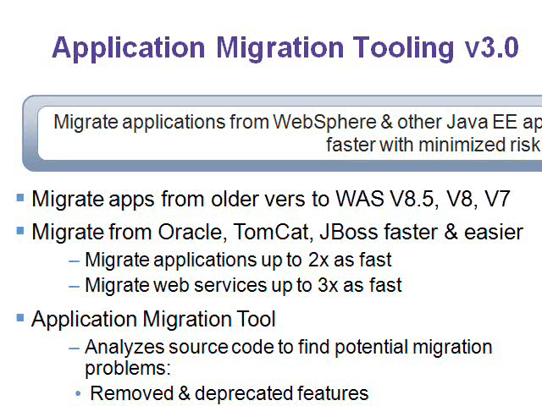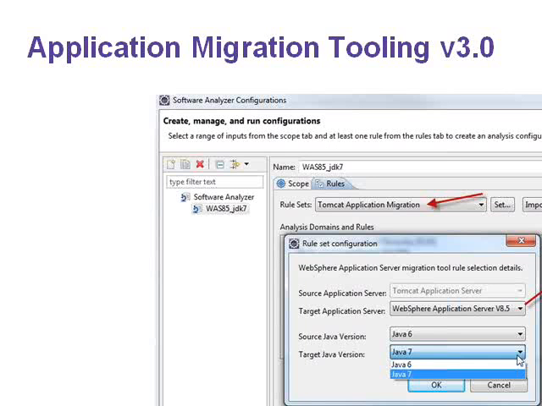So slide 47 shows you the migration tool working. Migration tool in the works using the RAD tools. It shows you how we can actually select the source Java version, the target Java version, and how we can get going with that.